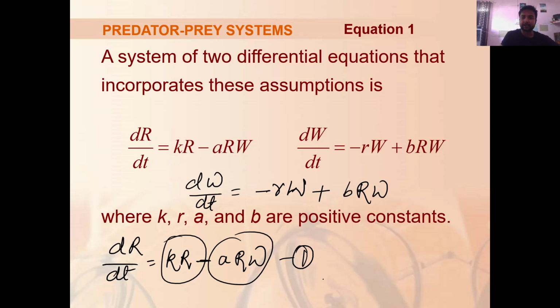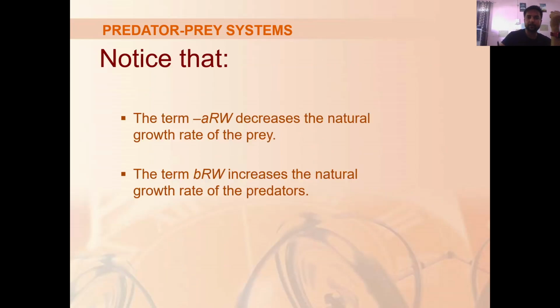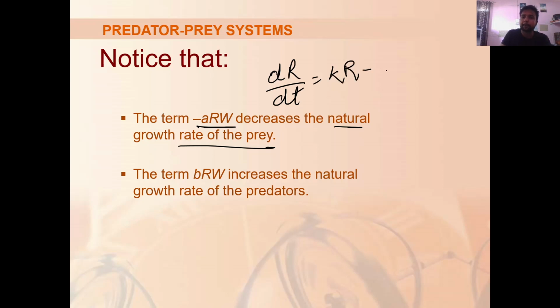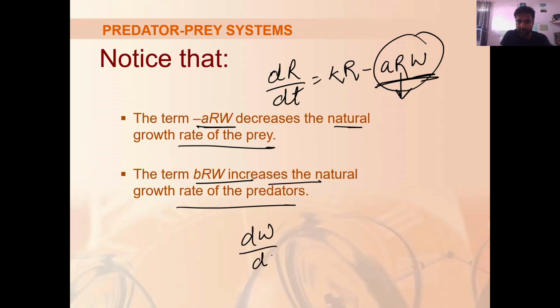So these are the two differential equations. First one is this, second one is this. These two equations are known as the Lotka-Volterra equations, and they are the basis of the Lotka-Volterra model. I guess you know this by now. The term aRW basically decreases the natural growth rate of prey. If you remember, we used dR/dt is equal to kR minus aRW. So it decreases the population of prey, meaning the rabbits. And this bRW increases the natural growth rate of predators. So we have used dW/dt is equal to minus rW plus bRW.